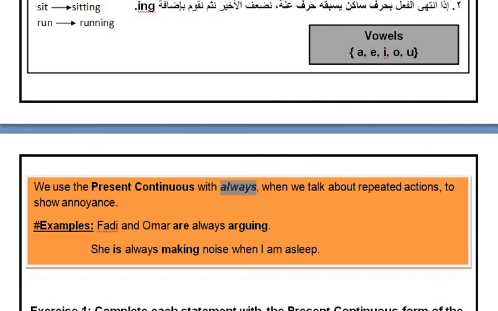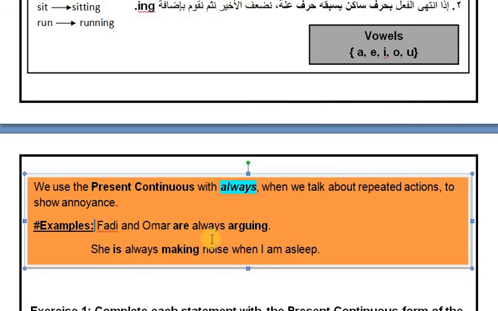What does that mean? شو معنى هذا الاشي؟ بحكي لنا هون انه احنا بنستخدم كمان ال present continuous مع always. متى؟ When we talk about repeated actions لما نحكي عن اشياء او احداث متكررة. repeated actions أحداث متكررة to show annoyance. annoyance الغضب. أشوف كيف يعني نستخدم ال present continuous مع أحداث بتبين لي الغضب. كيف؟ Let's read the examples together.